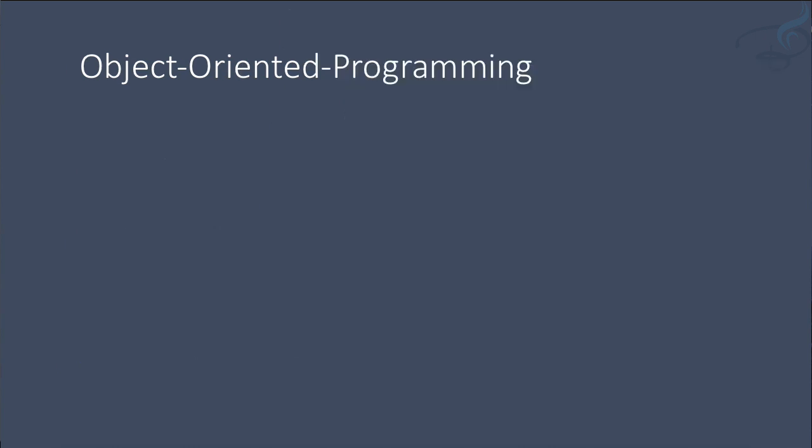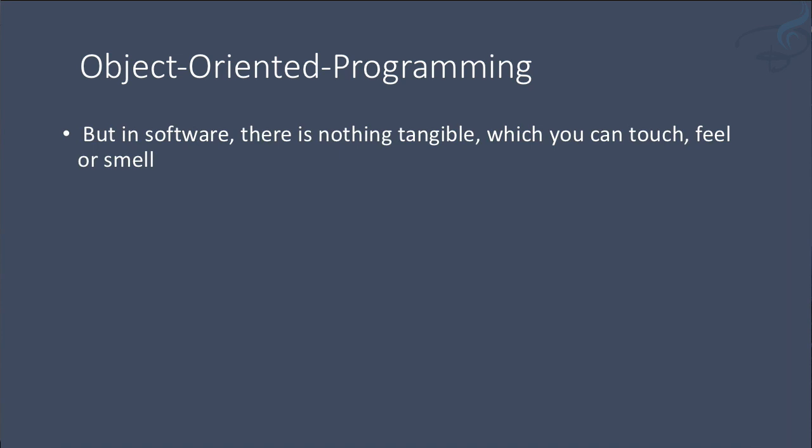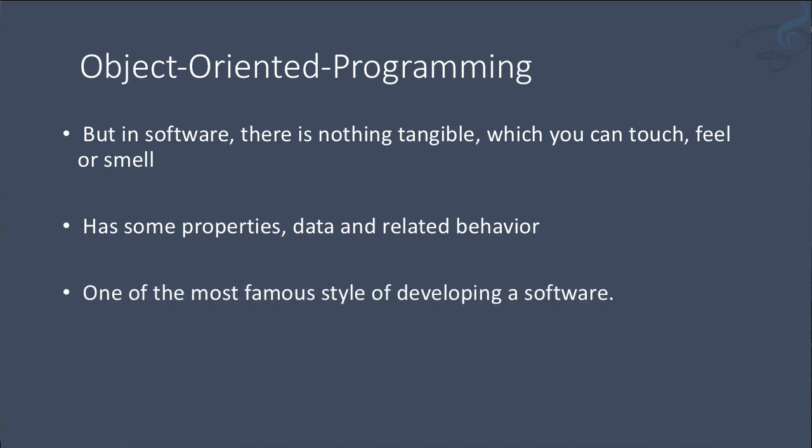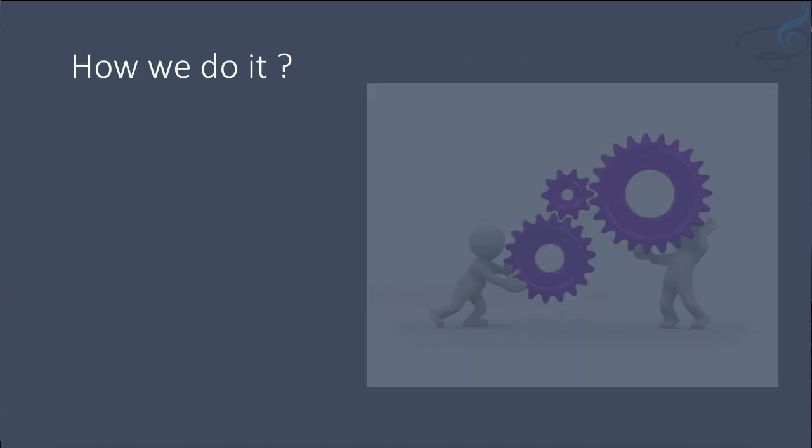In object oriented programming we have a problem. We are talking about software, and software doesn't have any tangible things. We cannot touch, we cannot feel, we cannot smell. So how are we going to do these things? This is interesting. We know every object has some properties, has data and related behaviors. That's why this is one of the most famous styles of developing software. With all these things said, the point is how we can create an object in a software world.